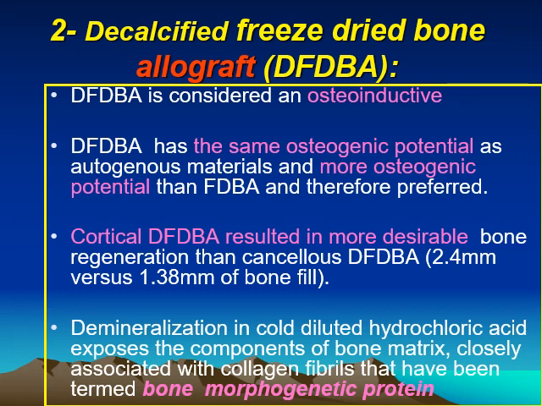Demineralization in cold diluted hydrochloric acid exposes the component of bone matrix closely associated with collagen fibers that have been termed bone morphogenic proteins. For that, the bone graft is osteoinductive.